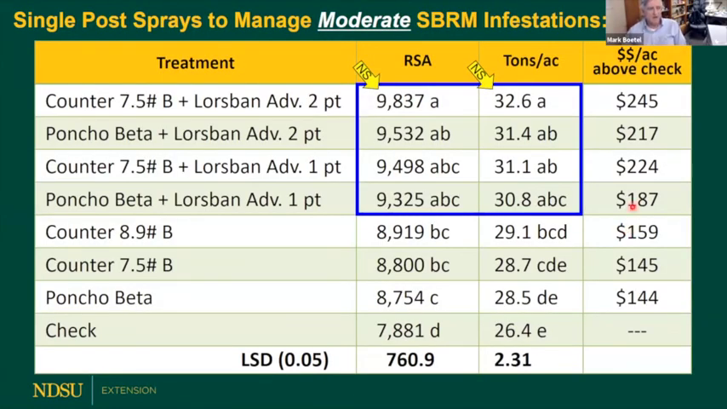And this is what the data looked like. So even under moderate pressure, we were getting these kind of increases in revenue, statistically significant increases in revenue or yield, both recoverable sucrose per acre and tons per acre. We could go on with a moderate rate of Counter or a seed treatment, and then come back with a more aggressive, or maybe not so aggressive, post-emergent rescue spray, which made quite a difference in all the parameters that we studied or measured in this trial.